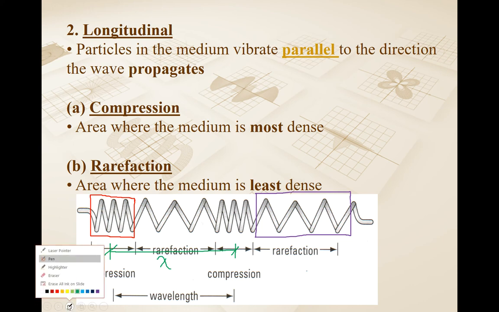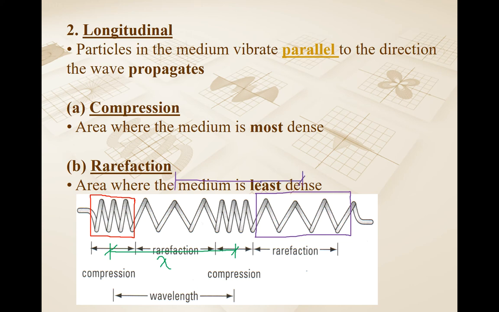Or you could do, let's do it in purple here, you could go from the center of an area of rarefaction to the center of the next area of rarefaction. So a couple of ways you can define that.